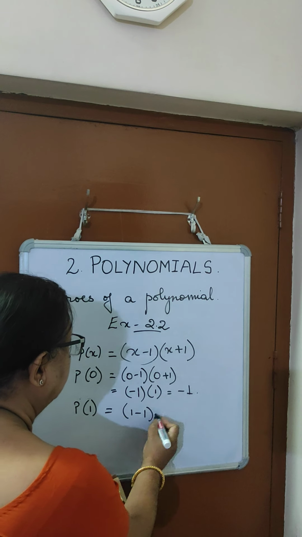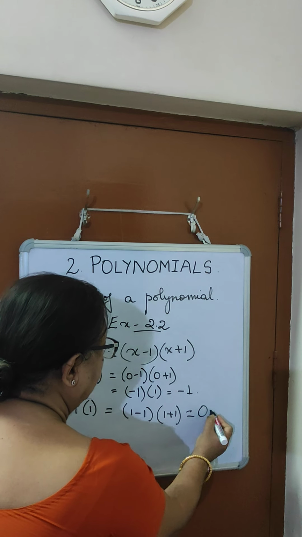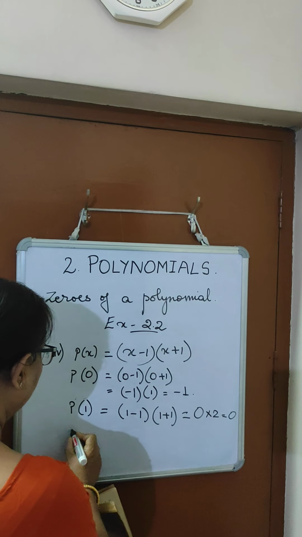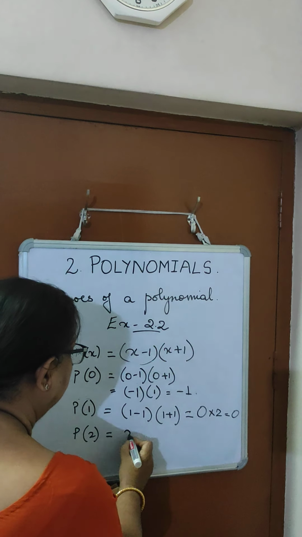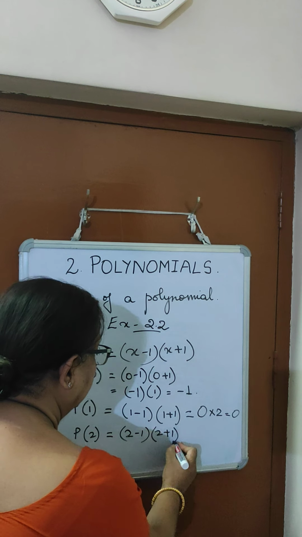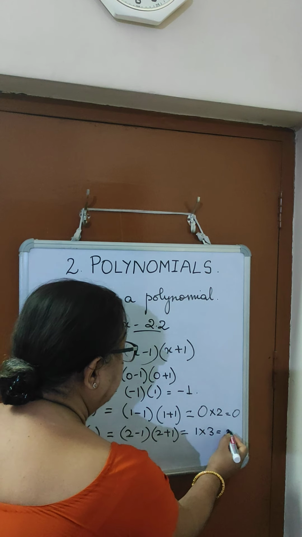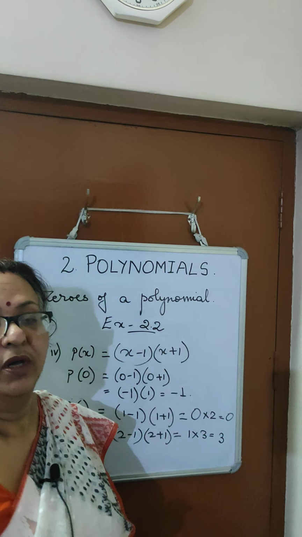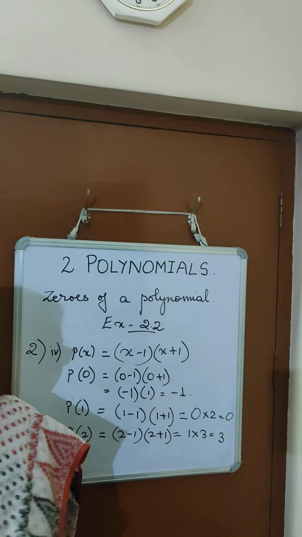We find p(1). 1 minus 1, 1 plus 1. 1 minus 1 is 0 into 2, that is 0. And p(2). Put 2 here in place of x. 2 minus 1, 2 plus 1. 2 minus 1 is 1 into 2 plus 1 is 3. You get 3. So, this is how we find the values of the polynomial for a given value of the variable. Hope you understood, children. Okay.